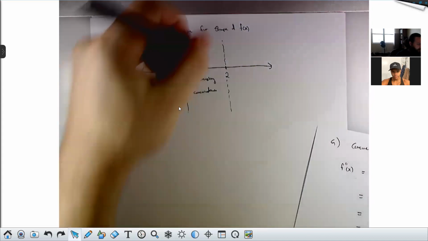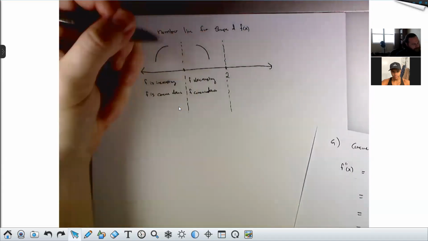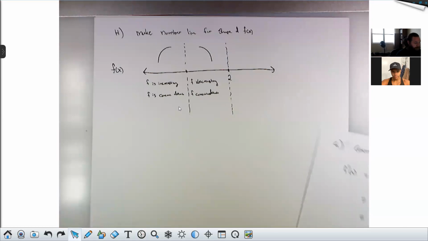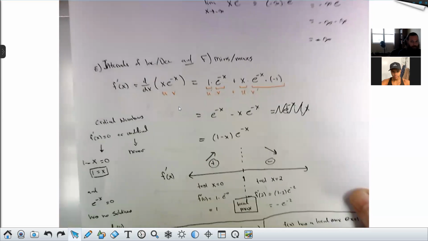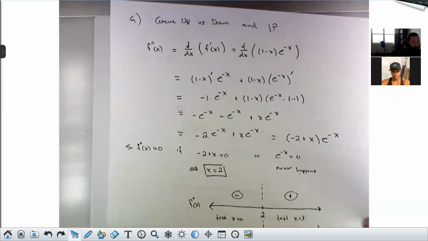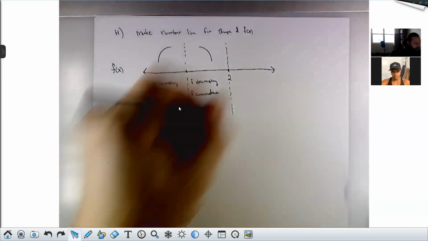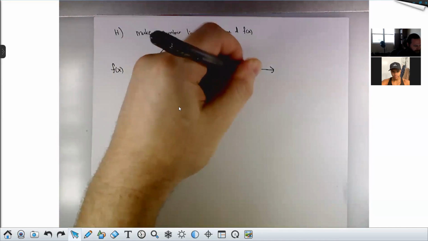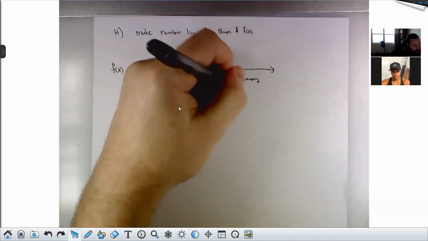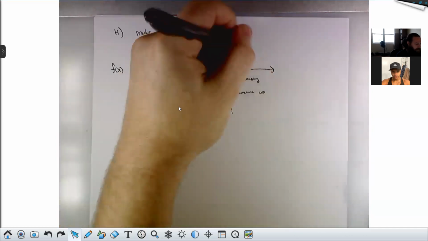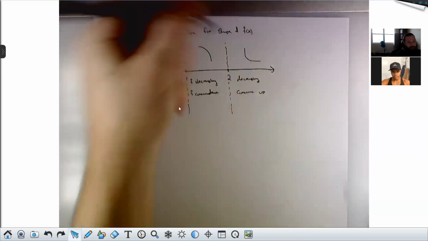So if you're decreasing in concave down, that looks like this. From 2 to infinity, 2 is definitely to the right of 1, so we are still decreasing. But at 2, we switch to being concave up. So here we are still decreasing, but we switch to being concave up. And decreasing concave up, that looks like this.